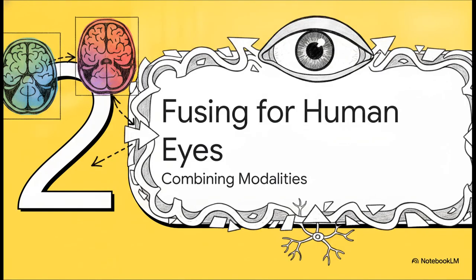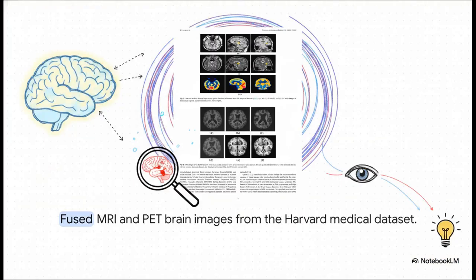Which brings us right to Section 2, fusing for human eyes, combining structure and function. Let's look at the brilliant solution detailed by Azam and colleagues. If a doctor has a razor-sharp map of the anatomy and a blurry map of the metabolism, the logical next step is to just physically merge them, right? And this brilliantly illustrates that exact solution.